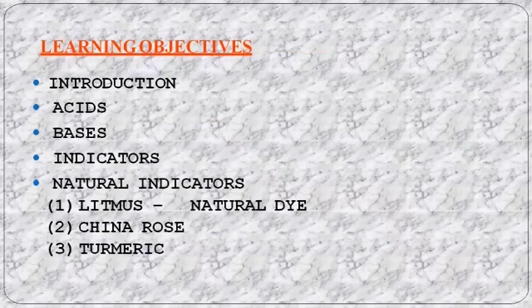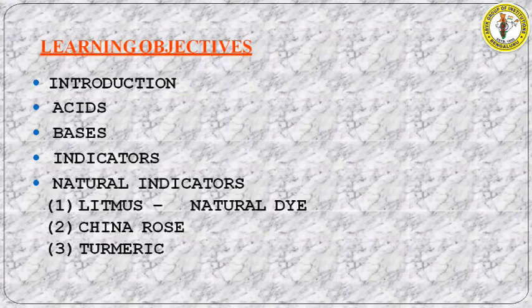In this class we are going to start with the introduction, then we are going to understand what are acids, what are bases and what are indicators. In indicators we have two different types: natural indicators and synthetic or man-made indicators, also called artificial indicators. So these are the main concepts we are going to understand in this class. Let us start with the introduction.